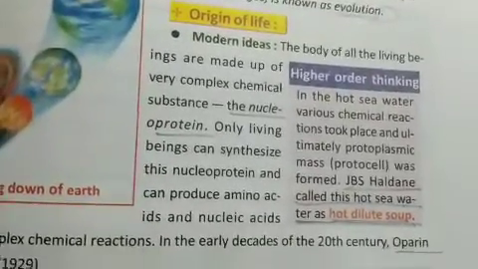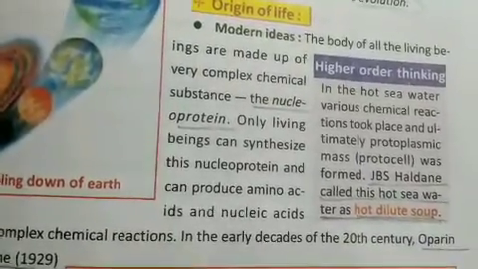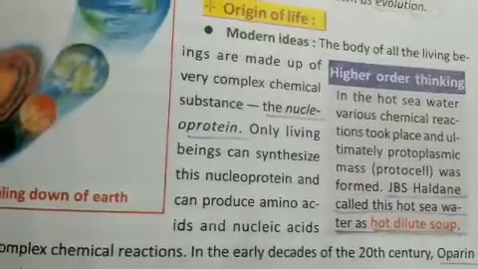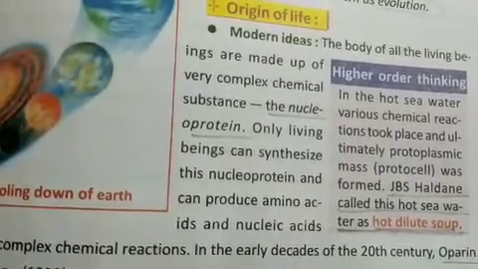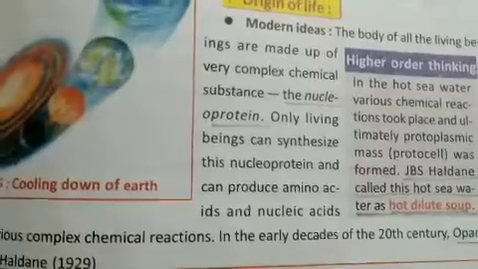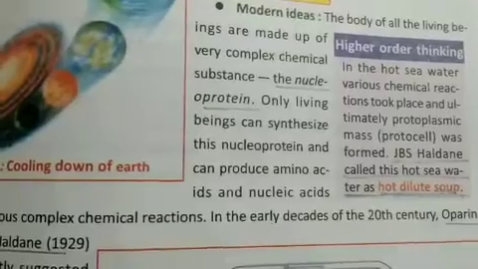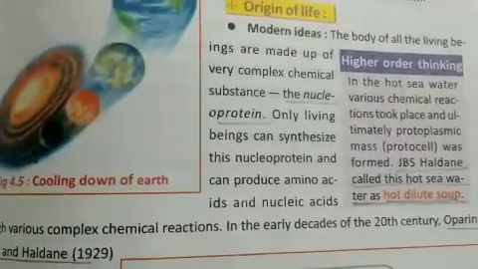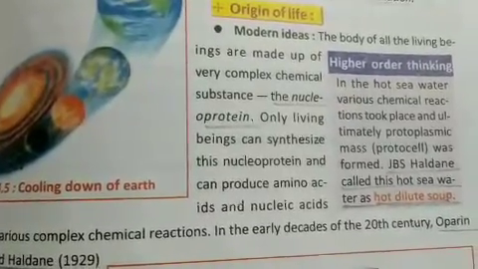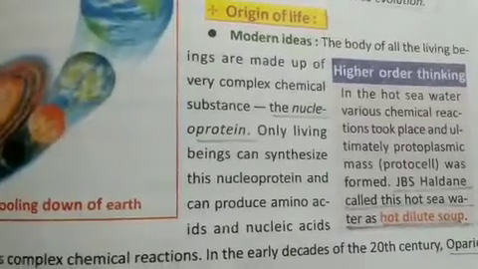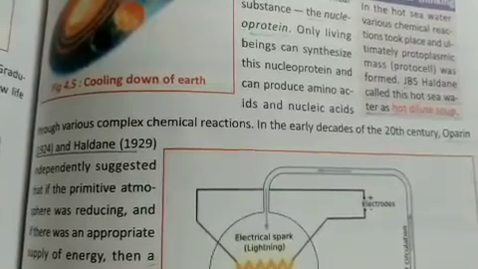So this box, hot dilute soup. This term is very important. Who proposed the term hot dilute soup? J.B.S. Haldane. J.B.S. Haldane called the hot sea water the hot dilute soup. In the very ancient time, the sea water was very hot and there were so many chemical substances diluted in the sea water where life first originated. This sea water was compared with the hot dilute soup by J.B.S. Haldane.